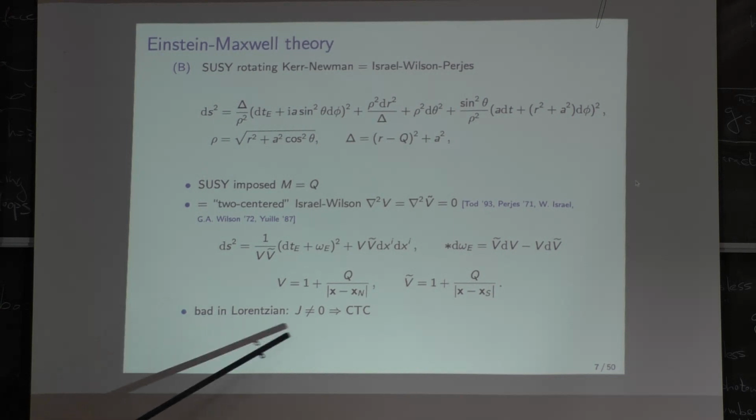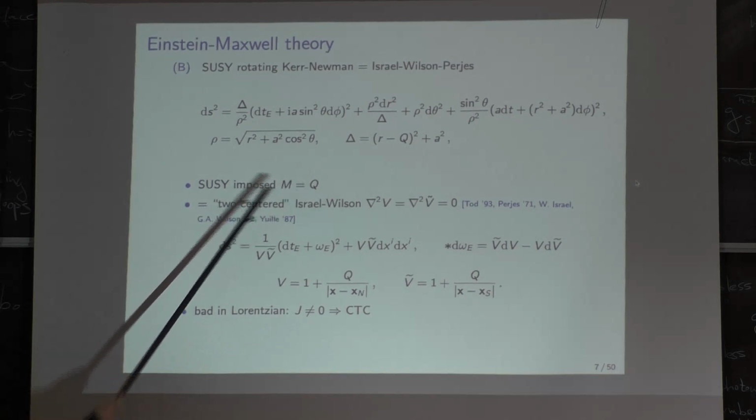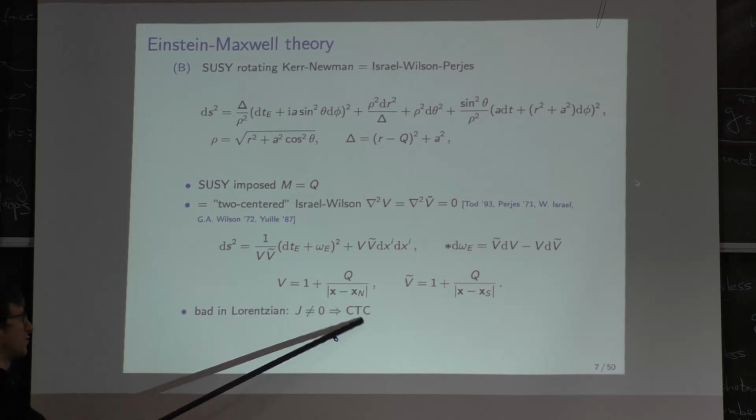Now, as you might have noticed, you usually don't see these solutions because they are really bad in Lorentzian signature. What we essentially did was we violated the extremality bound of the Kerr-Newman black holes. This is because we kept the angular momentum non-zero, whilst requiring that mass is equal to the charge, as required by supersymmetry. Therefore, these solutions will either contain naked singularities, or they can be traded for closed time curves.